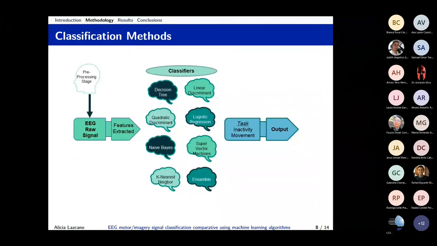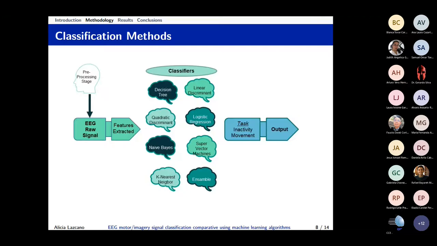Here is the general process of EEG signal classification. There is the pre-processing stage of the EEG raw signal, where the features are extracted and fitted into the classifiers. There are different classifiers that we are mentioning: decision tree, linear discriminant, logistic regression, quadratic discriminant, naive Bayes, support vector machines, KNN, and ensemble.